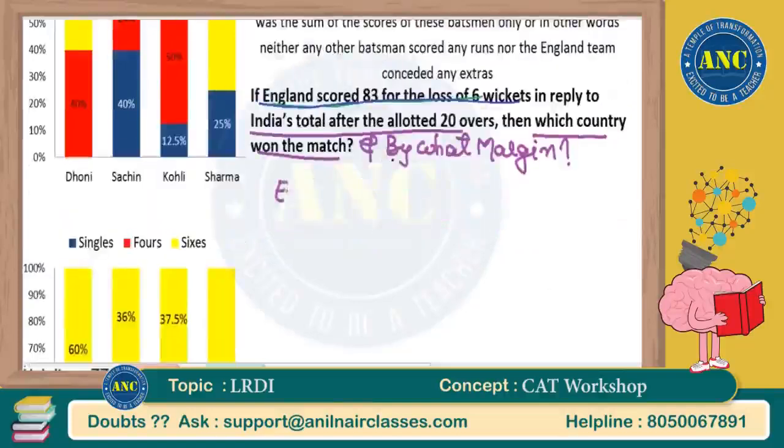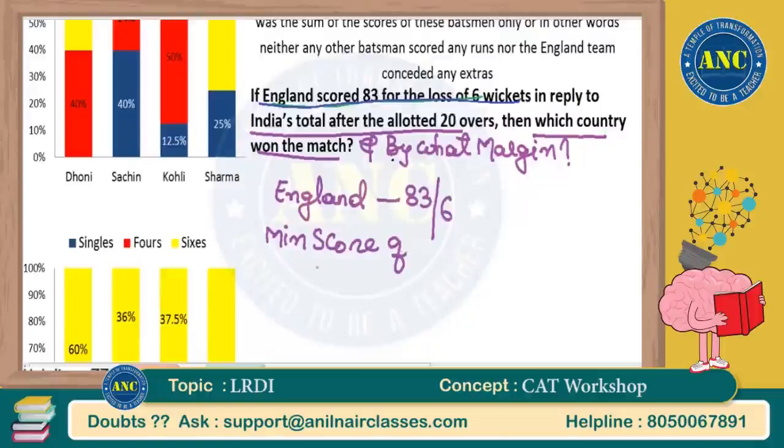England scored 83 for the loss of 6 wickets. In the first question we discussed the minimum score of India. The minimum score of India is 84. Those of you who missed the first part: the minimum score of Dhoni, I got it as 10.